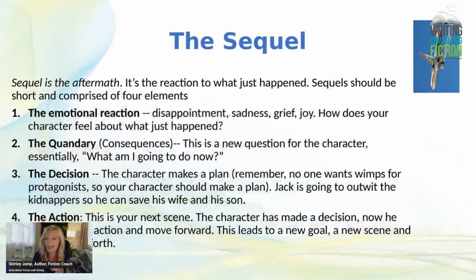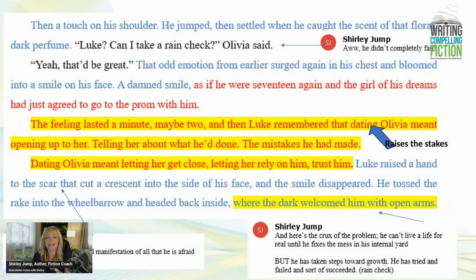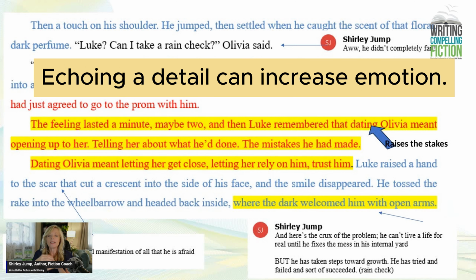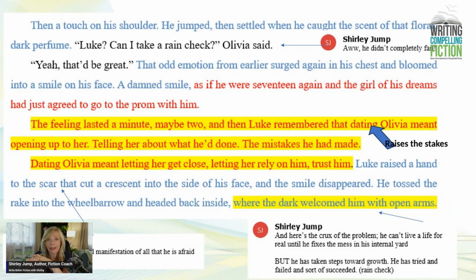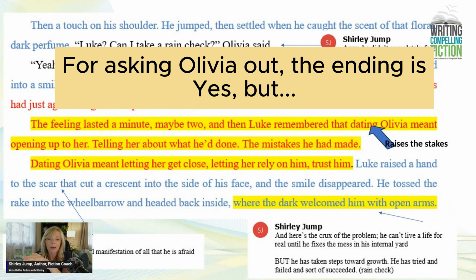Let's talk about the sequel. So she's rejected him twice, and then a touch on his shoulder, and he catches a scent of her perfume. So I'm echoing the perfume again. And she says, can I take a rain check? So he didn't completely fail. She says to him, I'd love to do that.